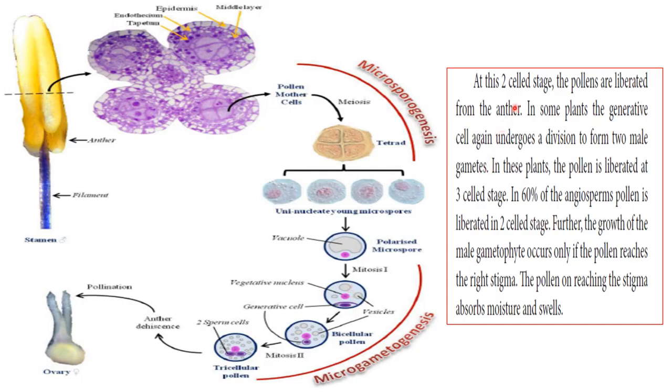This is called the generative cell and the vegetative cell. So at this two-celled stage, pollen grains are liberated from the anther. In 60% of angiosperms, the pollen grains are liberated at this stage and are ready to fall on the stigma for further fertilization. In some plants, the generative cell divides again and forms two sperm cells, so it is called tricellular pollen. In some plants the pollen divides again and is shed at this three-celled stage.